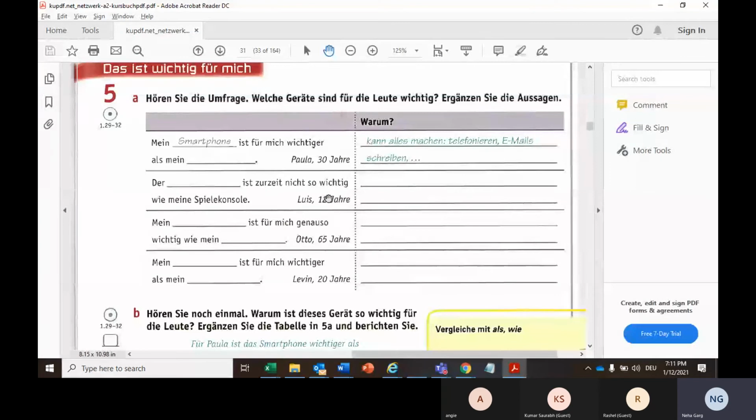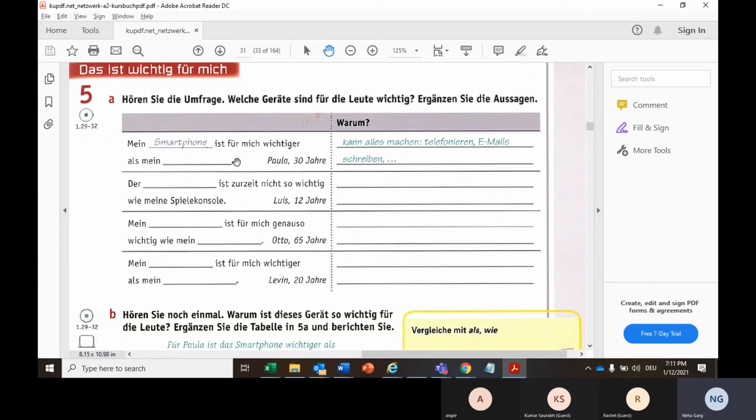Okay. Let's discuss this. Angie, can you please read this first option for us? Okay. Mein Smartphone ist für mich wichtiger als mein Laptop. Meaning? Was bedeutet das? Sorry. My smartphone is... No, wait. For me, my smartphone is more important than my laptop.